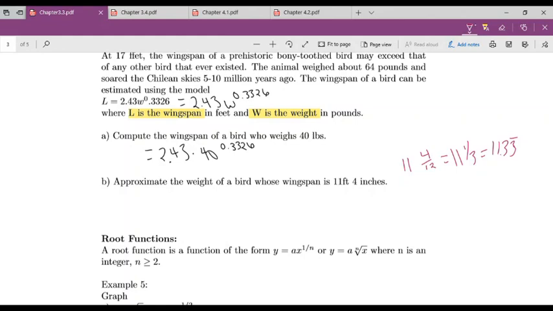So you'll have to do 11.33 equals 2.43 W.